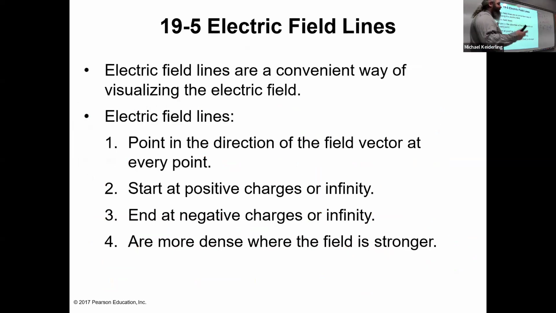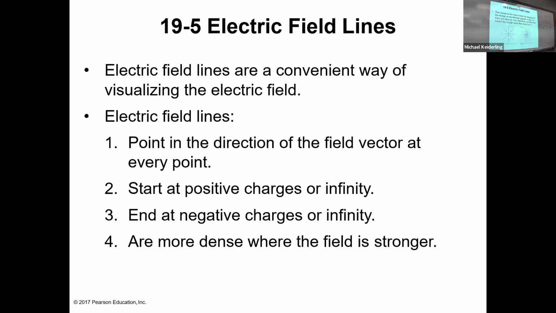Now, one of the ways to visualize an electric field is to draw electric field lines. Electric field lines are lines in the direction of the electric field. They point in the direction of the field vector at every point. They start at positive charges or infinity. They end at negative charges or infinity. And they're more dense where the field is stronger.